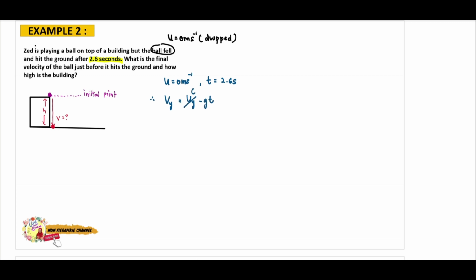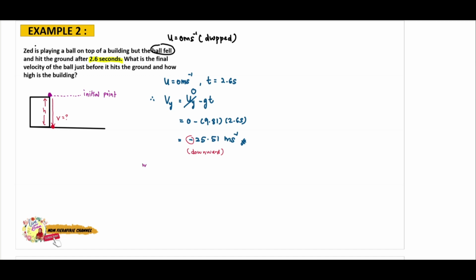Therefore Uy is equal to 0, since the object dropped, or the ball fell and hit the ground. So Vy equals 0 minus 9.81 times 2.6 seconds. The answer is negative 25.51 meter per second. This negative sign means that the direction of the final velocity is downward. That is right, the ball moves downward, so the direction should be downward. The magnitude is 25.51 meter per second, but the direction is downward.